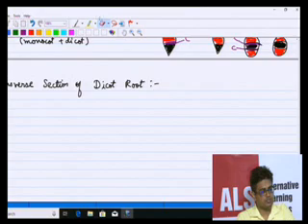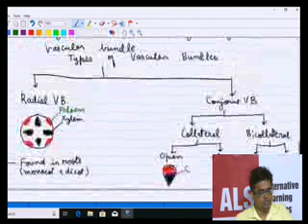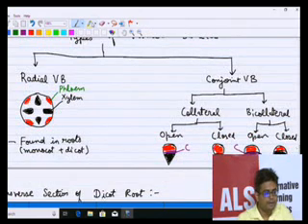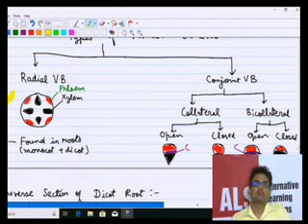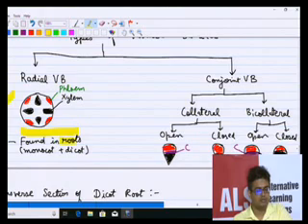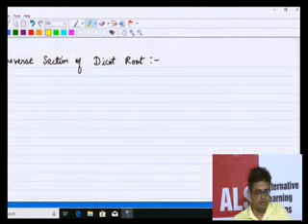When I say transverse section of dicot root, this means the type of vascular bundles that will be present. It will be like this. This type of vascular bundle will be present in the roots. So that is what we are going to draw here also.